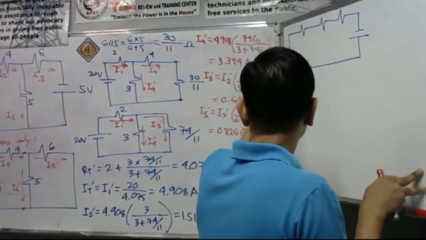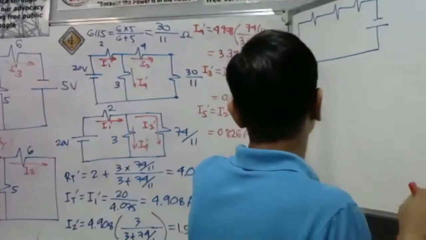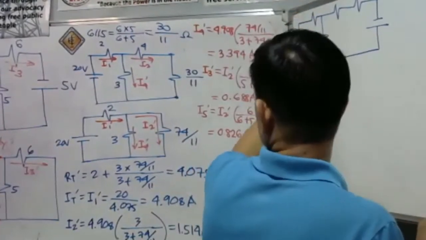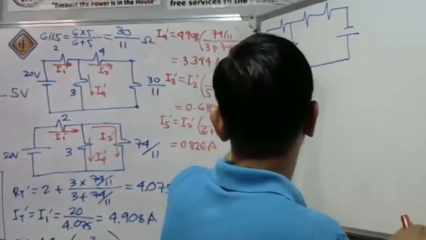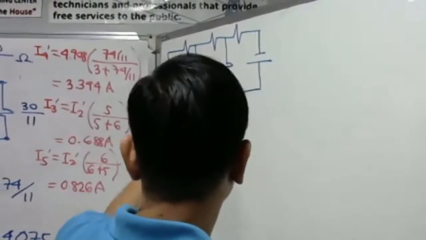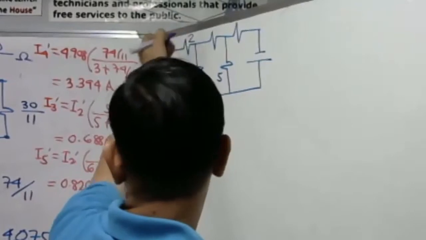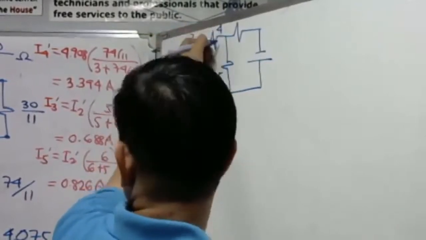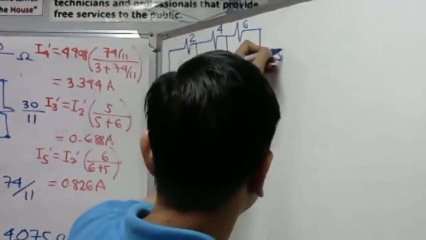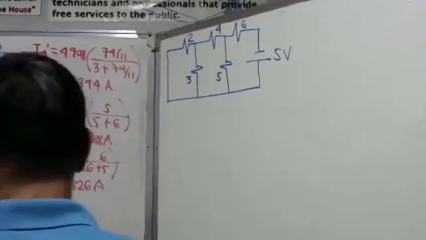Okay, this is short-circuited, everyone. This is shorted. 20 volts. So, this is 3 ohms. This is 5 ohms. 3, 5. This is 2, 4, 6. And this is our 5 volts. Now, take a look here, guys. This is now the double prime.